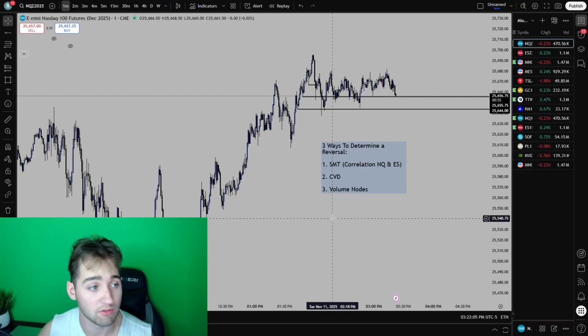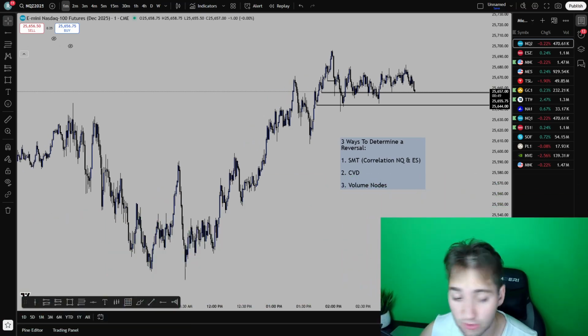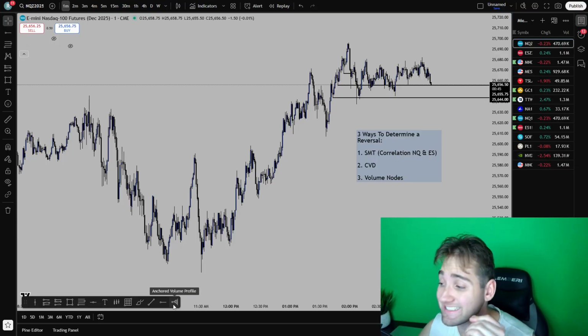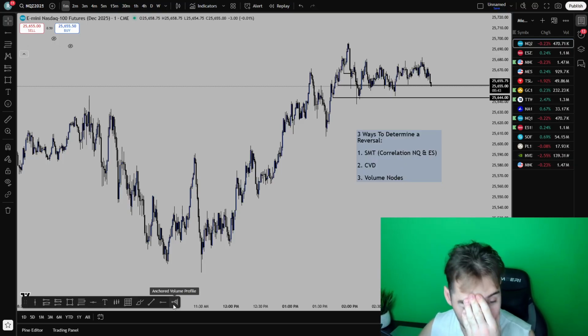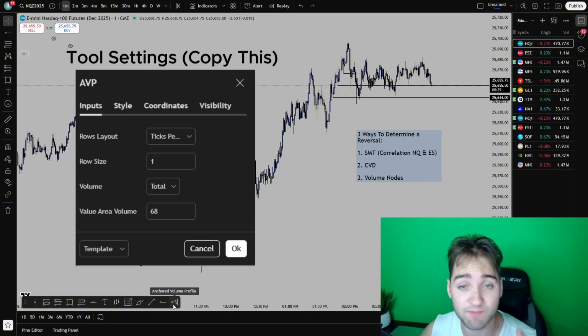What are volume nodes? Well, simply, if we go ahead and see this tool right, oh, you can't see it. Hold on. Do you see this spectacular tool right here? This right here is a secret tool. Nobody knows about this. I just don't know why nobody uses this. But anyway, this is spectacular.